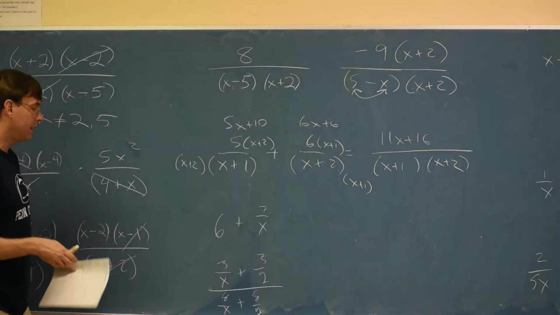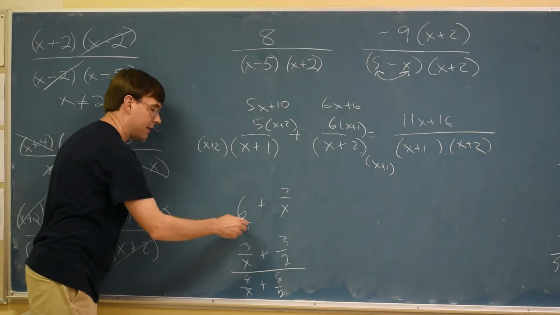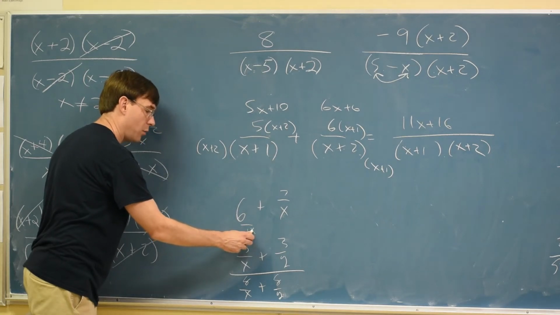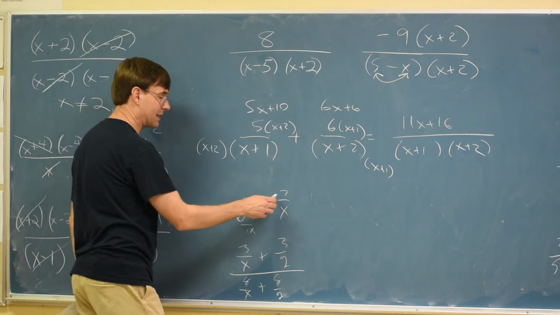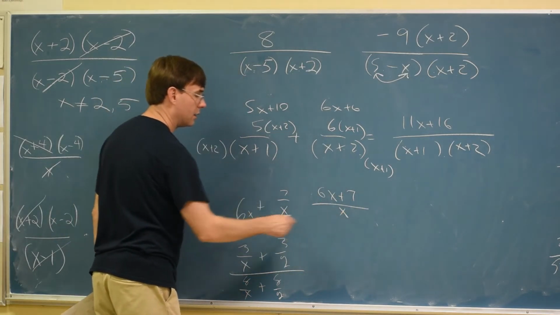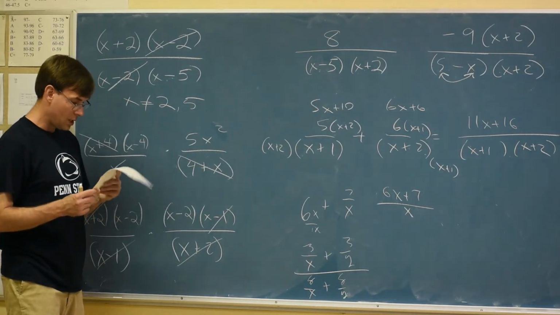For 10, the 6 is like it's over 1. To add these, we need a common denominator, so this needs an x. And if the bottom needs an x, the top needs an x. If we try to add 6x plus 7, you really can't, because they're unlike. Just leave the x on the bottom, and that's what our answer would be.